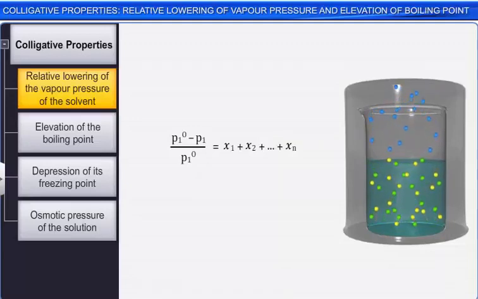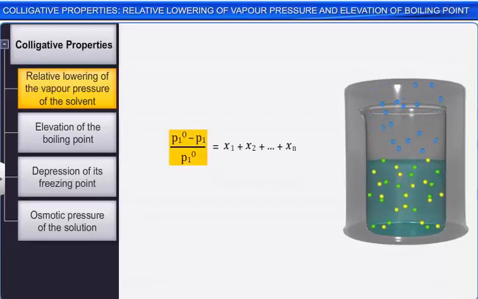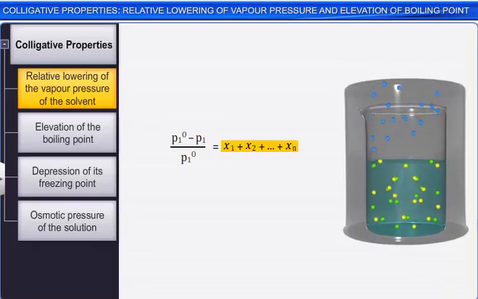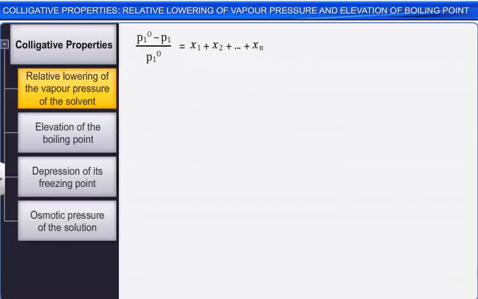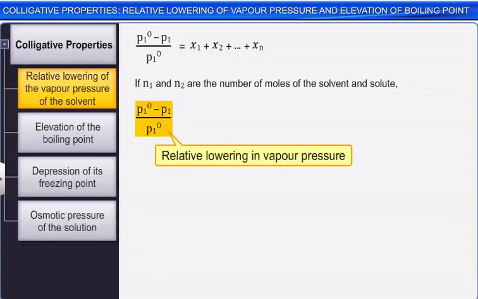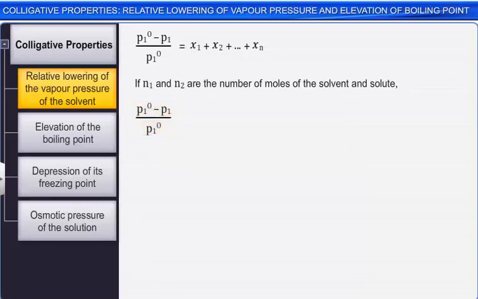If the solution contains more than one non-volatile solute, then the relative lowering in vapor pressure of a solvent is equal to the sum of the mole fractions of all the non-volatile solutes. If N1 and N2 are respectively the number of moles of the solvent and solute in a binary solution, then the relative lowering in the vapor pressure of the solvent, (P1⁰ − P1)/P1⁰, is equal to N2/(N1 + N2).